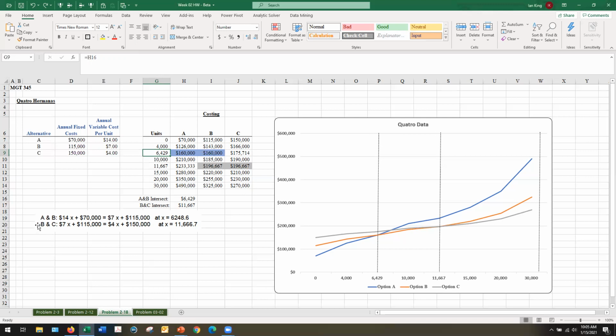In Europe they do. B and C, okay, I did A and B, so I just did B and C for the next one. Could I have done A and C here as well? Sure, same thing. Makes you feel good. We have that same 7x plus 115,000 for the cost of B. C is 4x, 4 times each unit, plus 150,000 flat rate. Solve for those. Okay, you get 11,666.7. In the real world, are you going to make 7/10 of a product? Maybe not for our purposes. So when you look at that crossover level for B and C, it's going to be either 666 units or 667 units if you do that.